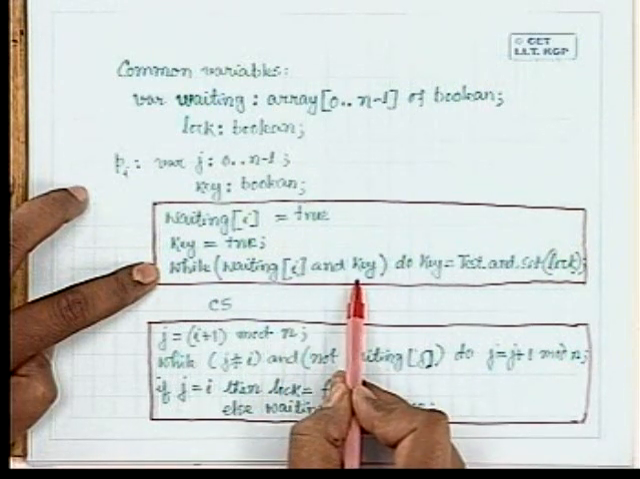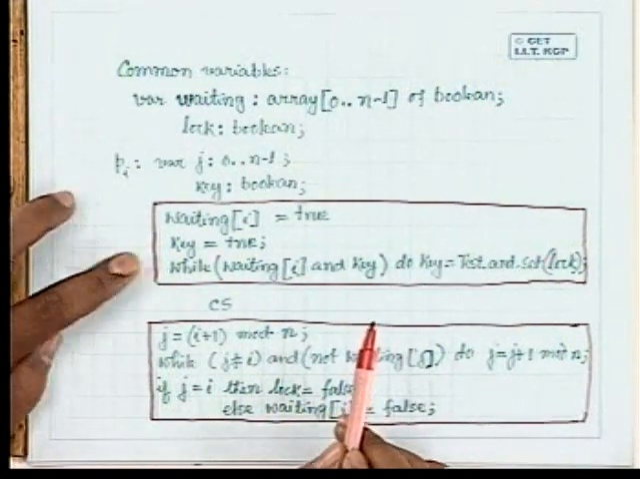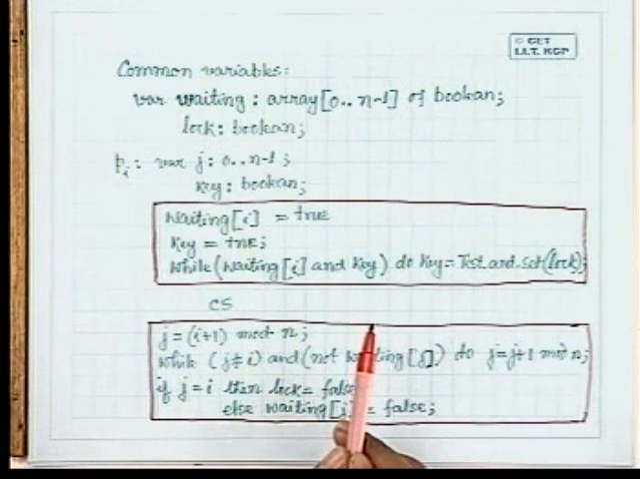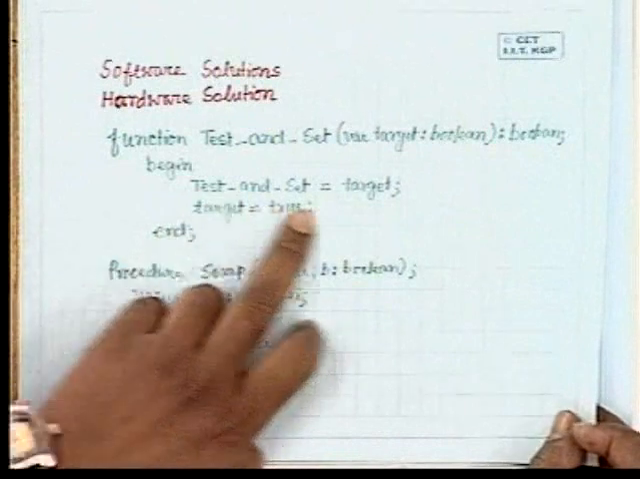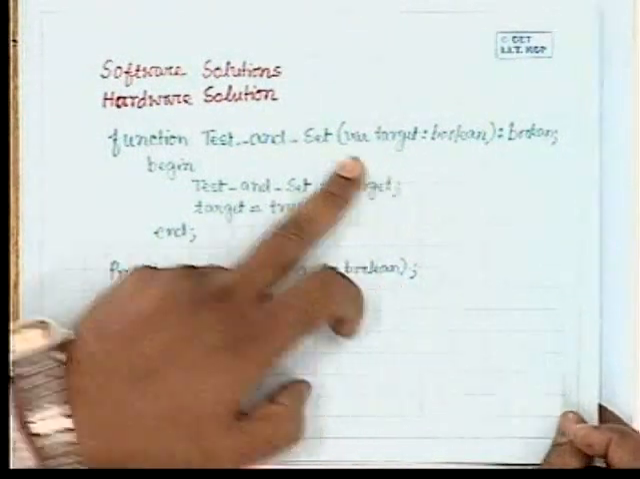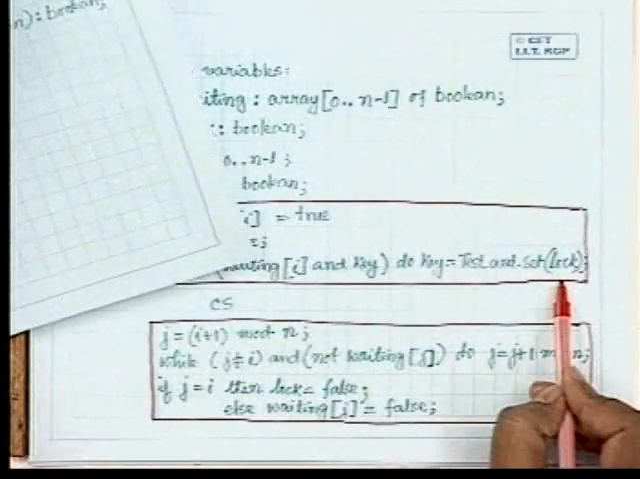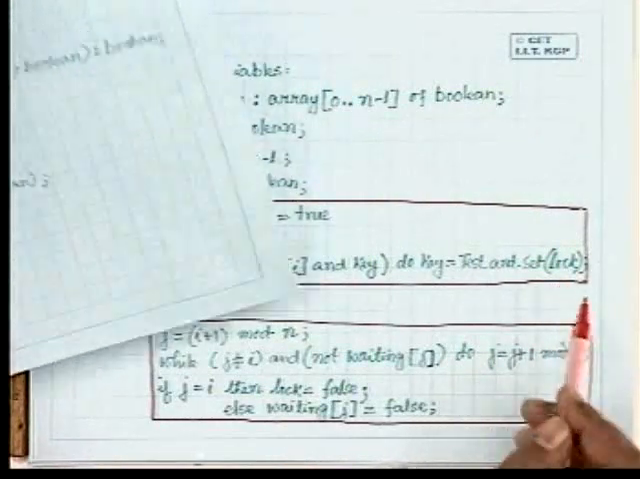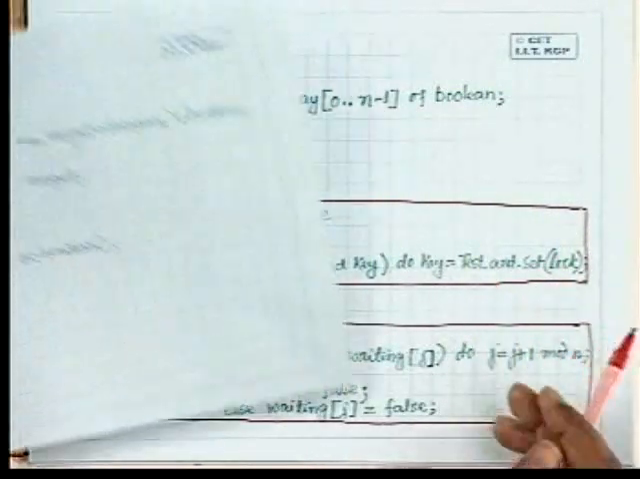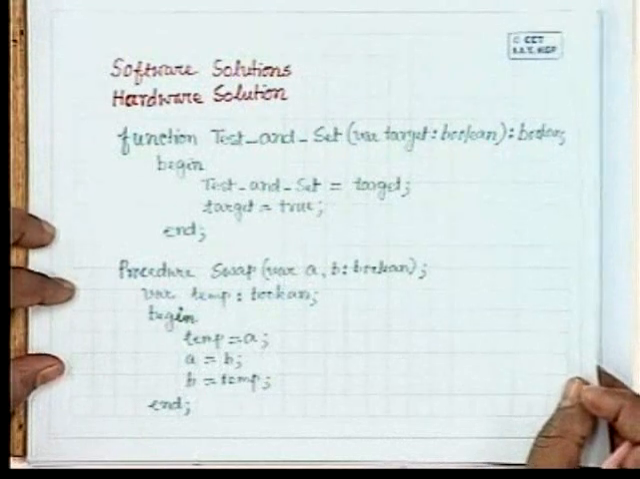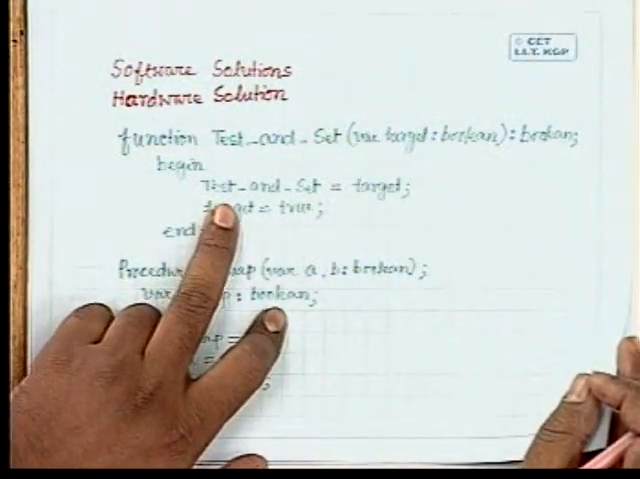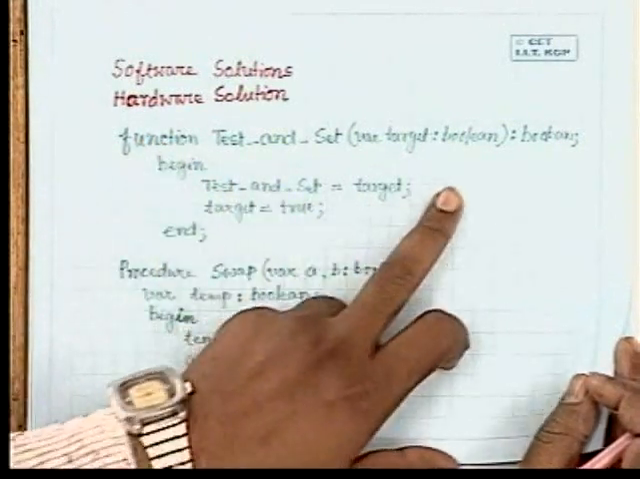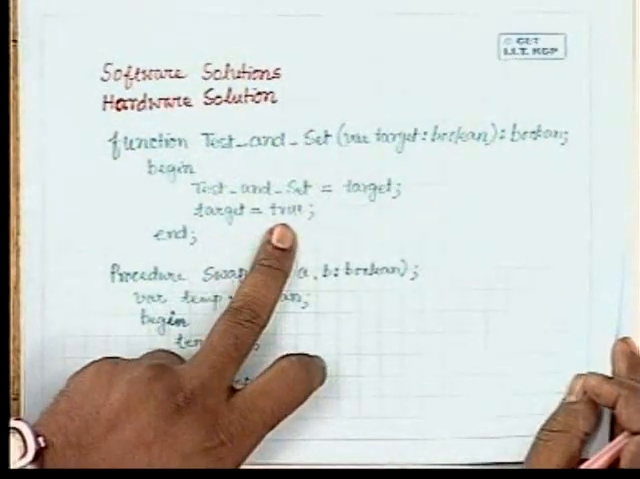Now, out of them, the first process, because if you see the nature of this function test and set, here what we have done is whatever is the initial value of target, in this case, this target is replaced by lock. That is the argument which is passed to the function test and set. So whatever is the initial value of target, this test and set returns the same value, and after that target is assigned a value true.